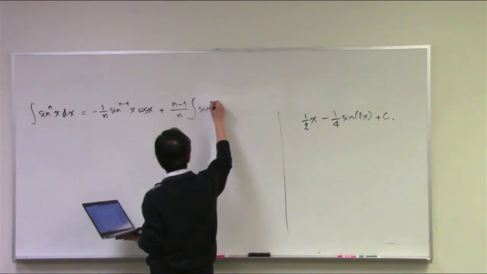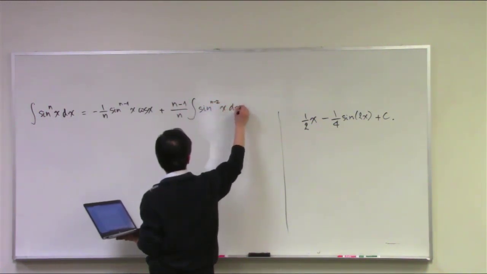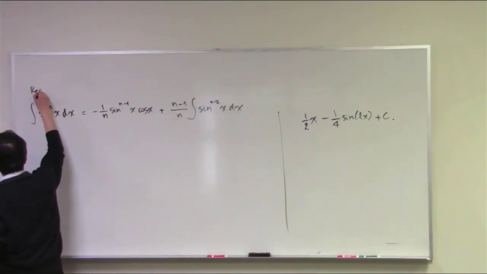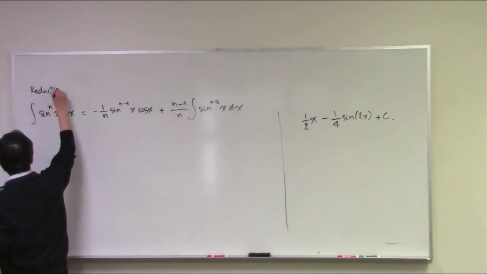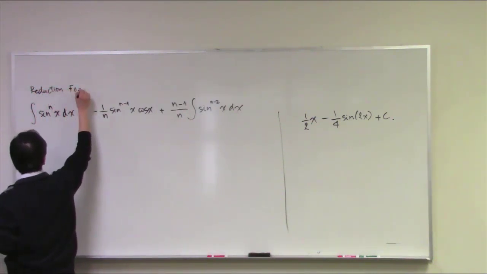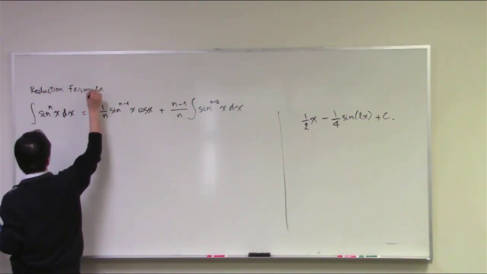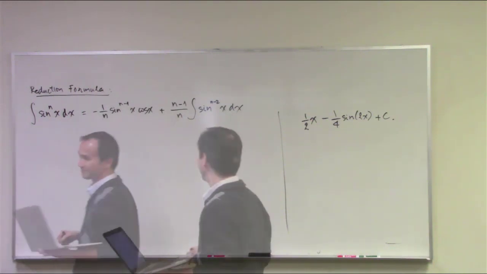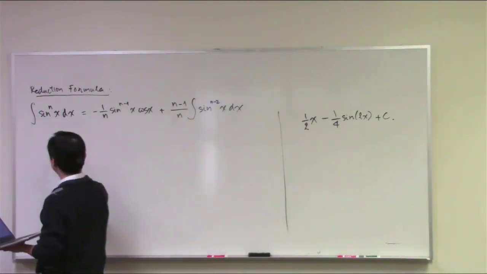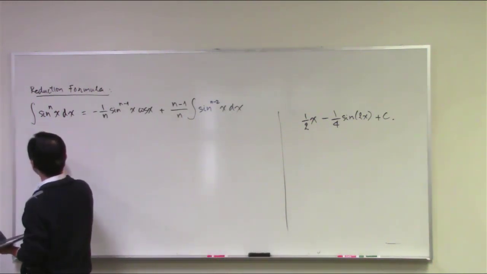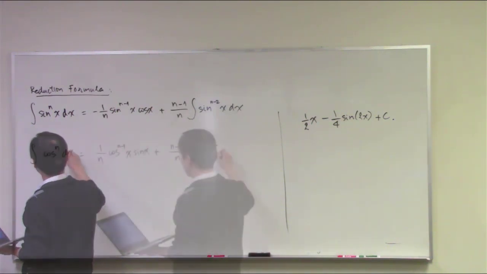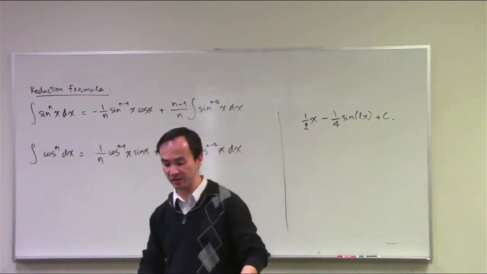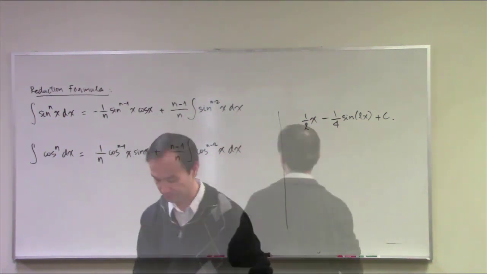The integral of sine to the n of x dx. Call this the reduction formula. Because if we use a power for sine and cosine, then the singular one we have. If it was cosine, right? We've got two reduction formulas for sine and cosine.